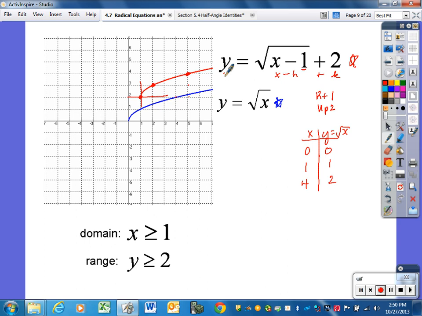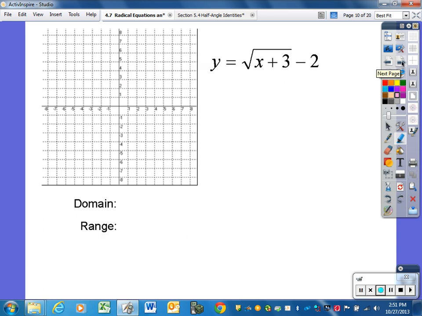When I'm looking at the red function, my domain began at 1 and everything to the right. So x is greater than or equal to 1. And everything above 2 for my range. Y is greater than or equal to 2. Do you see the connection? Domain to the horizontal shift. Range to the vertical shift. You try this one: the square root of x plus 3 minus 2.